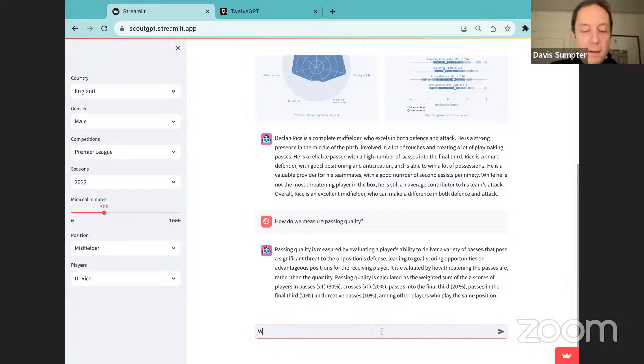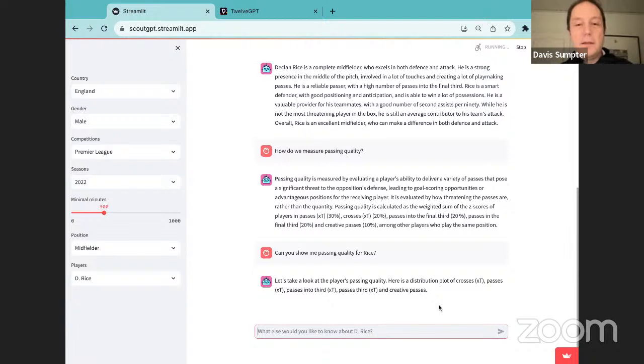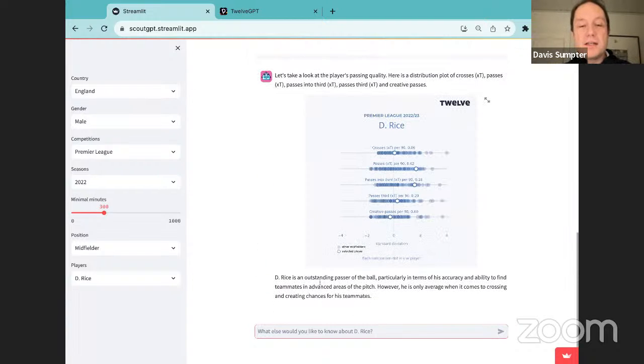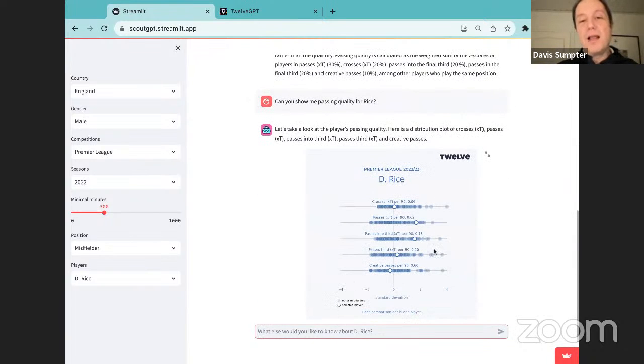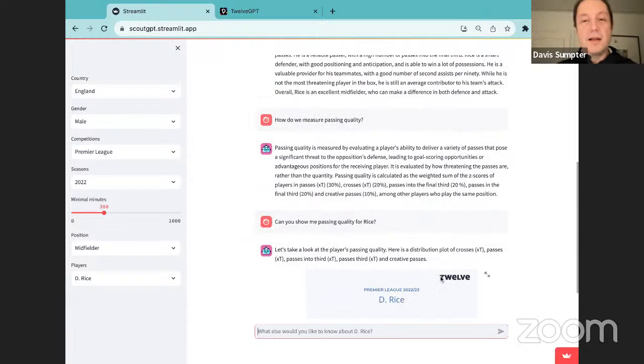And then we can say, well, can you show me passing quality for Rice? And it drills down on those things and starts to tell us what Declan Rice's qualities are. He's an outstanding passer of the ball, particularly in terms of accuracy and ability to find his teammates. So this would be these two types of passes. However, he's only average when it comes to crossing and creating chances for his teammates. So then it's describing this part. So we can both ask it questions about how we measure things, and then we can look at particular players and the details of that particular player.